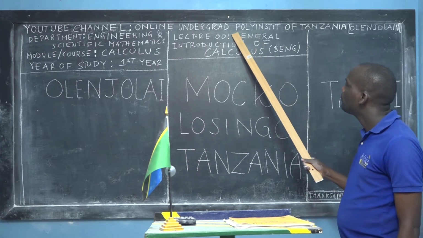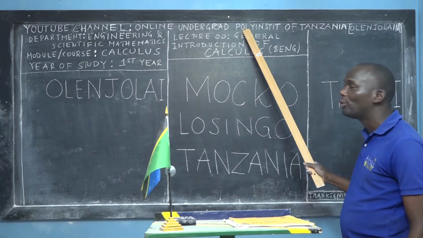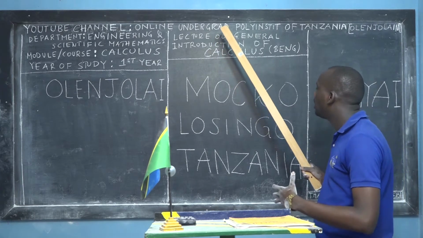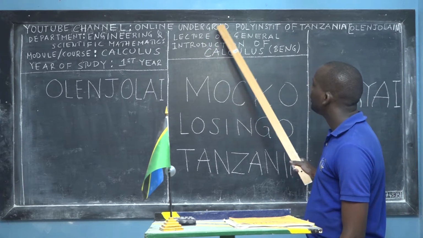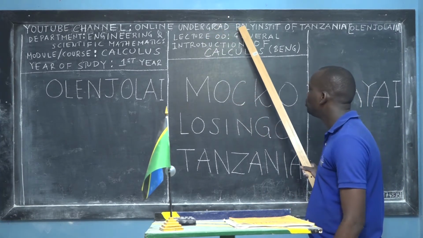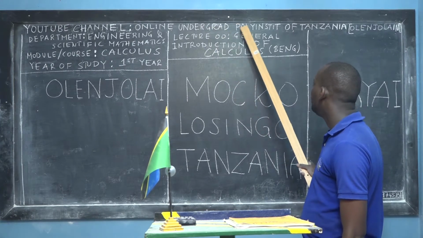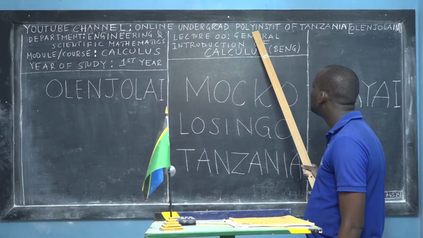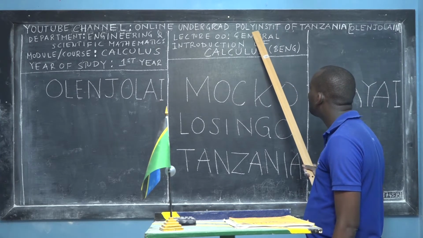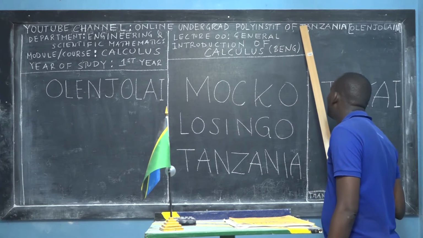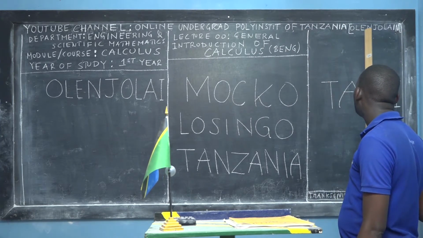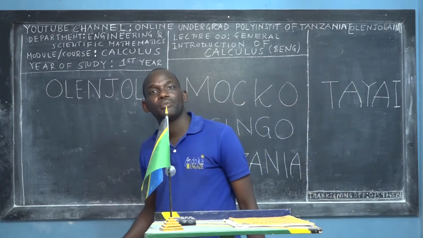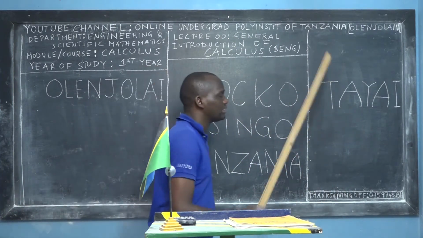And then poly is the abbreviation of the word polytechnic. So it means that there are multiple technical knowledge which will be taught in this YouTube channel. And then these 6 letters mean institute. So this is the abbreviation of Institute of Tanzania. OLENJOLAIM, this is my name, and then this is my surname, or the first initial letter for the surname.